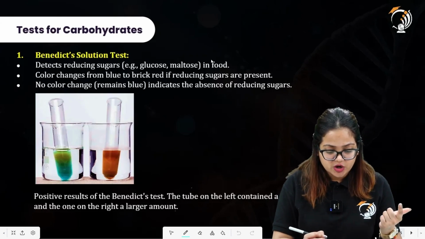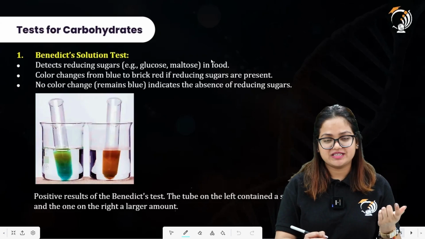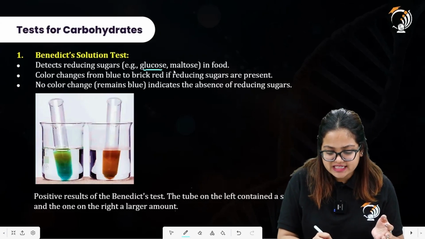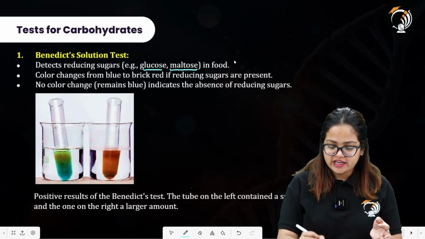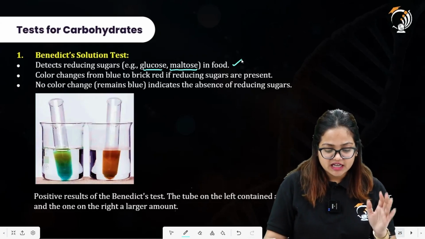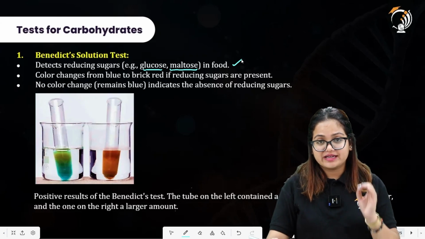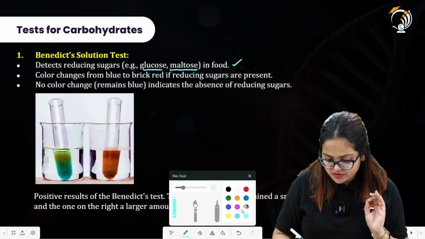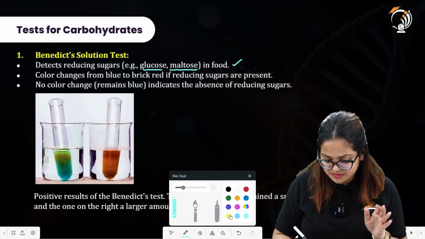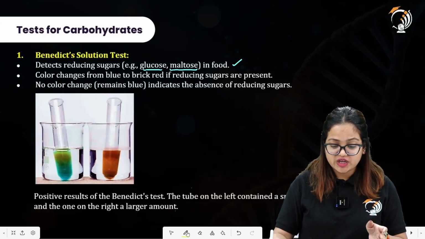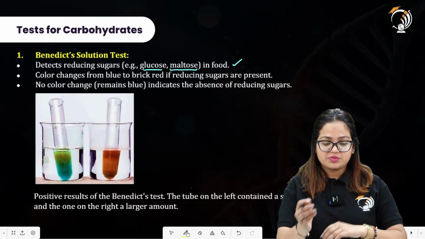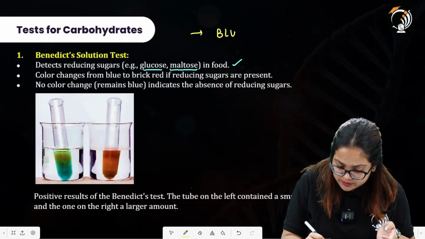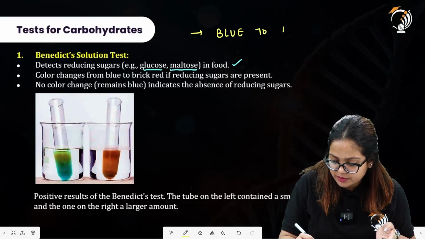So let us come back to the Benedict solution test. It detects reducing sugars. So basically it tests the presence of reducing sugars in food. Examples: glucose, maltose. The color changes from blue to brick red, and this is to be remembered very thoroughly, since you will observe straight questions coming from this statement: what is the color change if reducing sugars are present? It will change from blue to brick red.